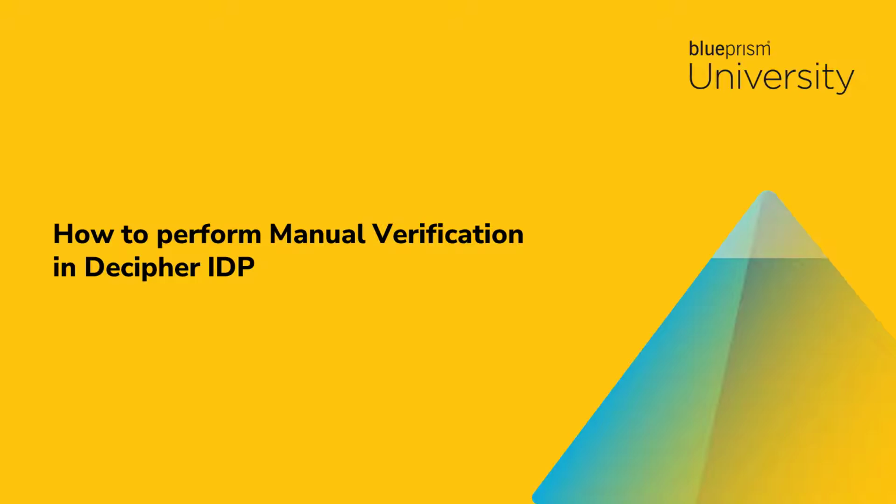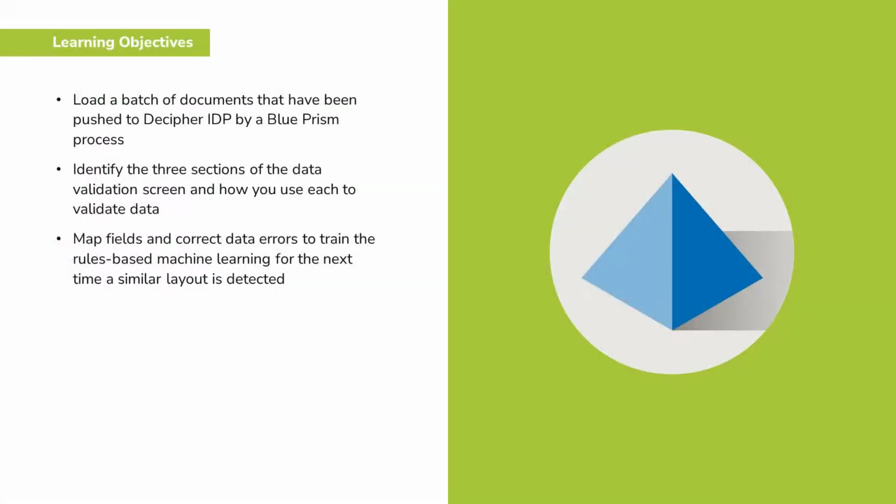During this video, you will see how to perform manual verification in Decipher IDP. You will see how to load a batch of documents that have been pushed to Decipher IDP by a Blue Prism process, identify the three sections of the data validation screen and how you use each to validate data, map fields and correct data errors to train the rules-based machine learning for the next time a similar layout is detected.